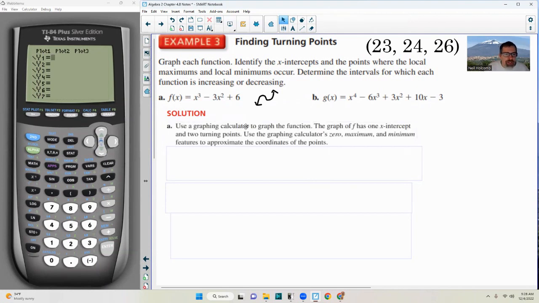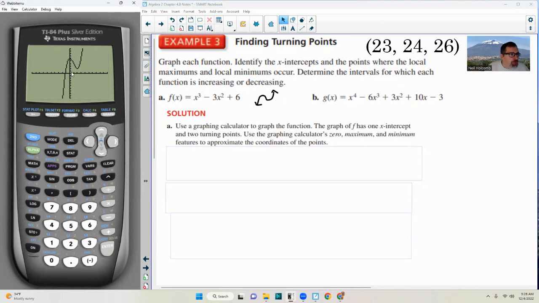It says use a graphing calculator to graph the function. So I'm going to do that. It's going to be x math 3 for x cubed minus 3x squared plus 6, and I hit graph. Okay, and there's the function. I can see both the relative maximum and minimum and the one real solution. So I now know it has 2 imaginary solutions because it has a total of 3 solutions.